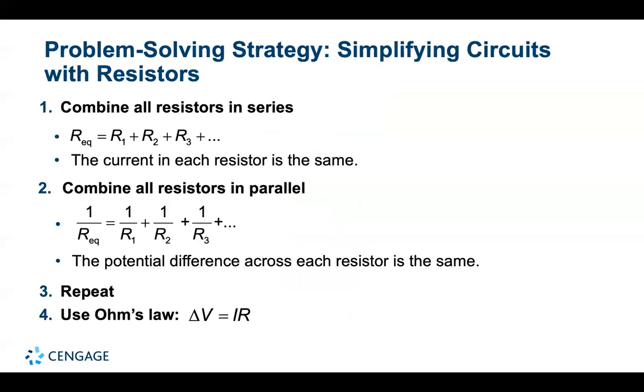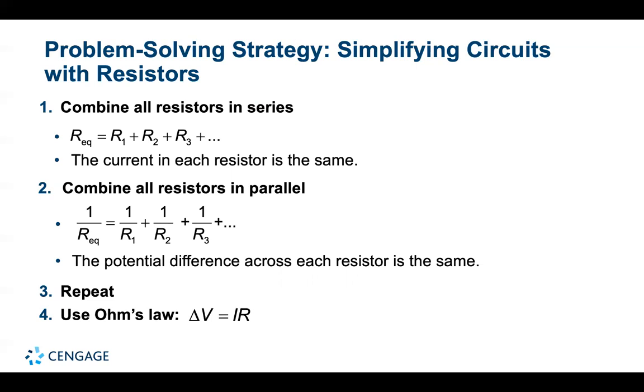So let's talk about the problem-solving strategy for simplifying circuits with resistors. Number one, combine all the resistors in series by summing the individual resistances and drawing a new simplified circuit diagram. You can use the equations for resistance in series, which are shown, and remember that the current in each resistor is the same. Number two, combine all resistors in parallel by summing the reciprocals of the resistances and then taking the reciprocal of that result, drawing a new simplified circuit diagram.